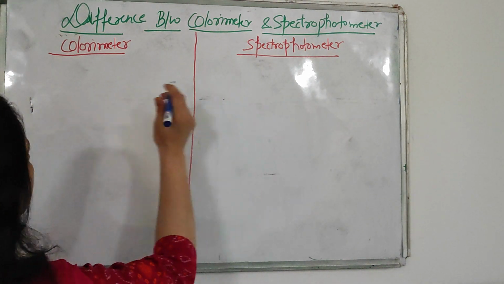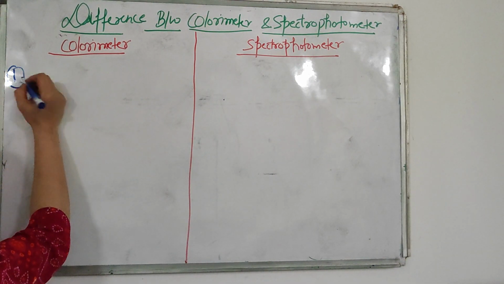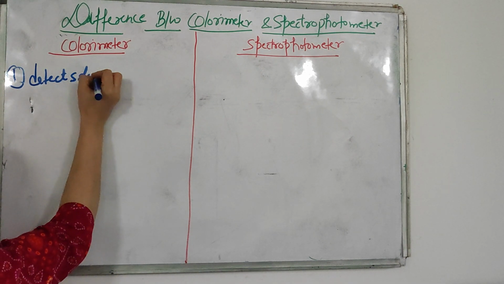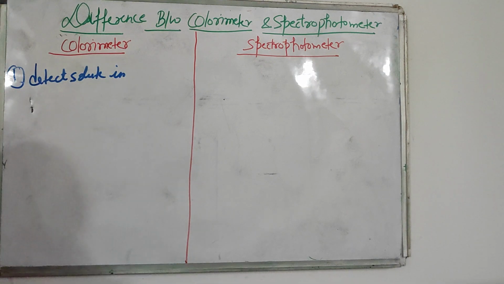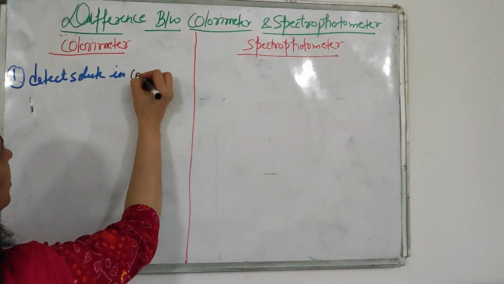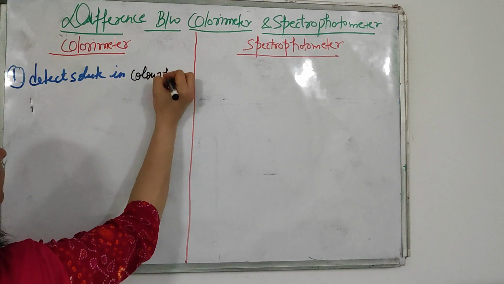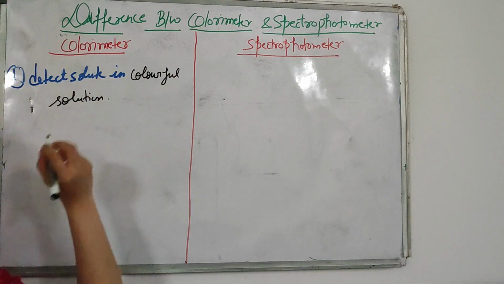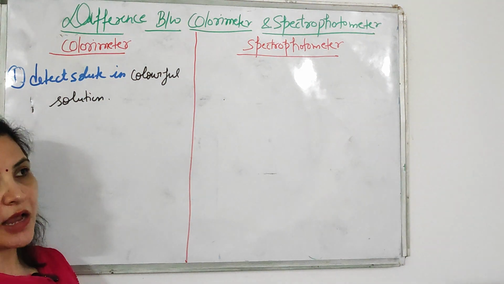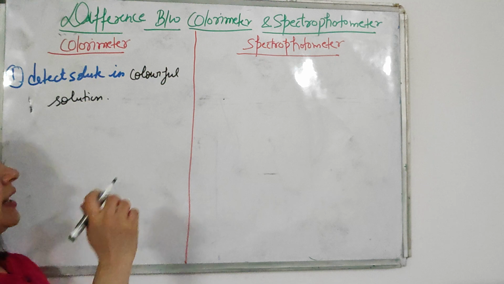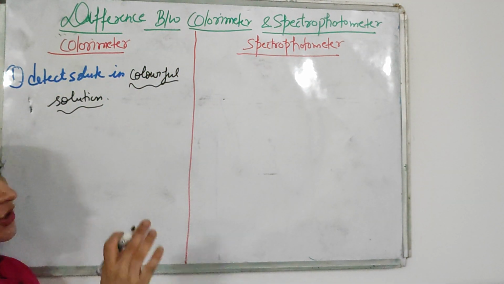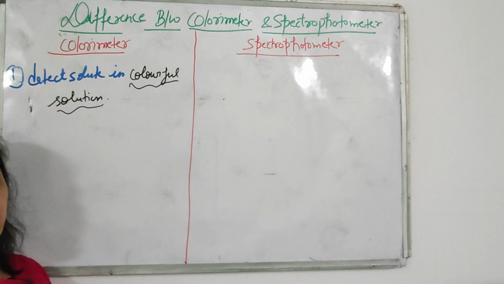First is colorimeter versus spectrophotometer. The first difference is that in colorimeter we detect the solute in a colorful solution. Why is its name colorimeter? Because in colorimeter we can detect the concentration of any solute only in a colorful solution. So for colorimeter detection the solution should be colorful. It cannot be detected in a colorless solution.